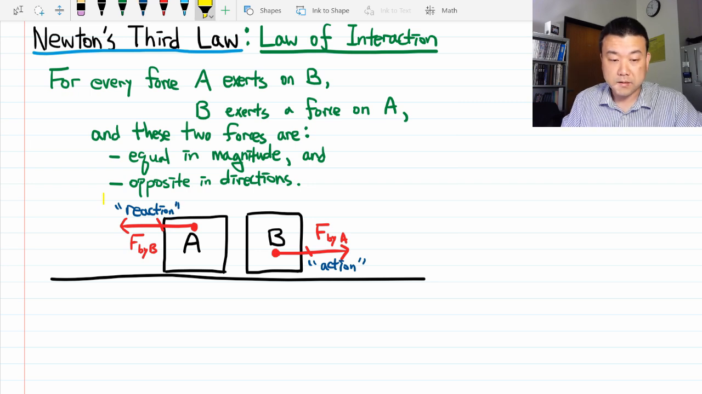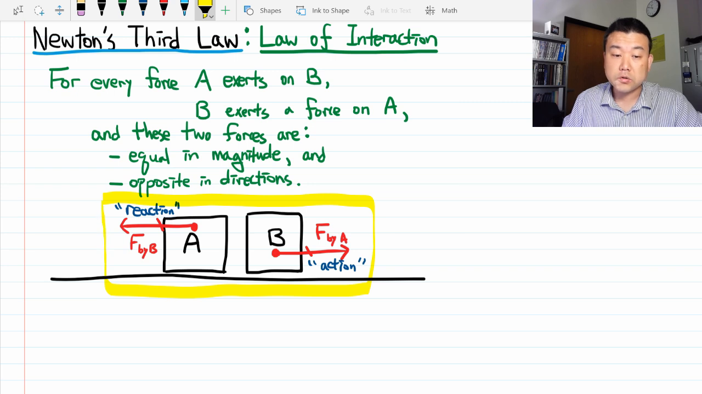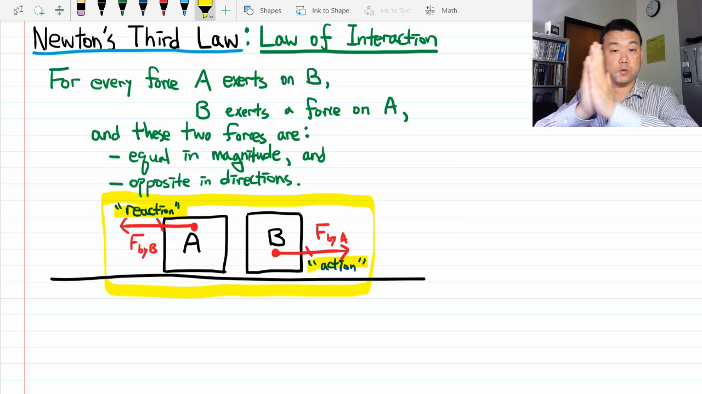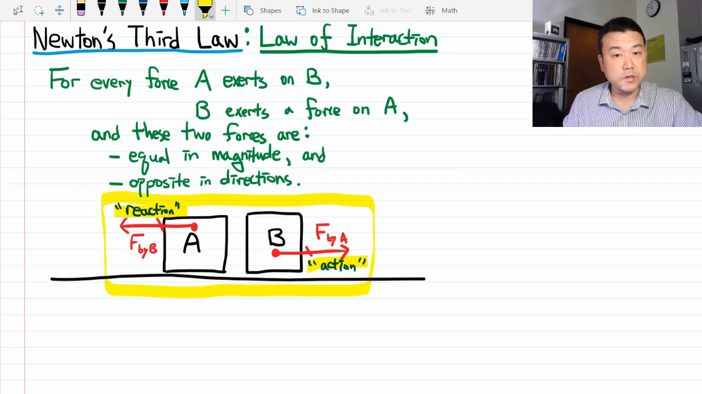And the biggest thing I want you to see here is the symmetry in this interaction. Action force and reaction force, there's no difference between them whatsoever. If this action force was a contact force, if A pushed on B by normal force, then the reaction force is also going to be a contact force, a normal force on A by B. And in fact, this symmetry is so complete, we can swap the labels around.